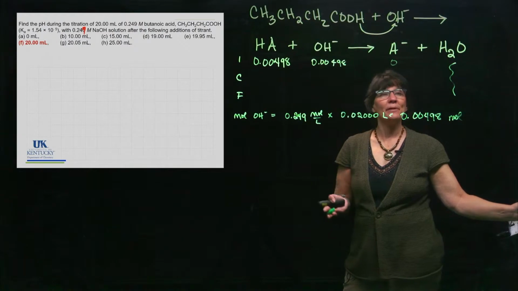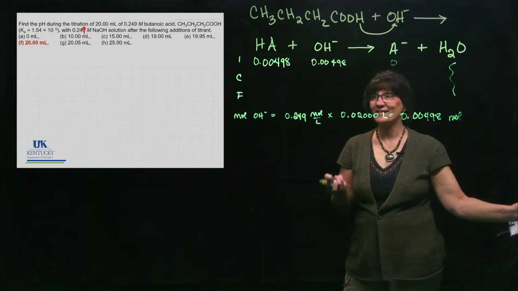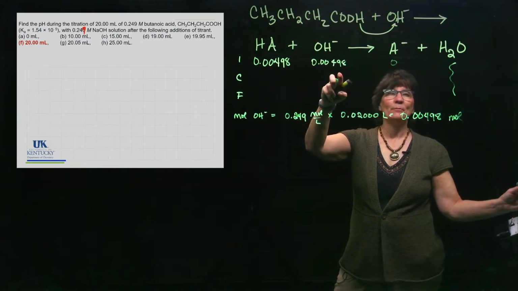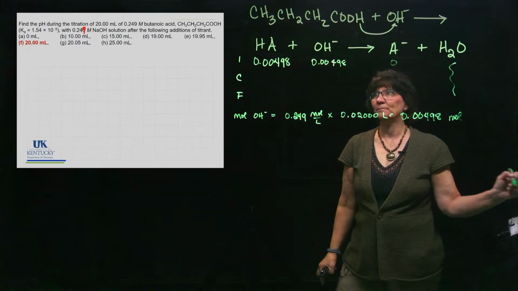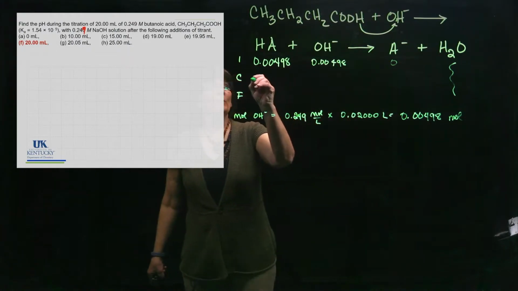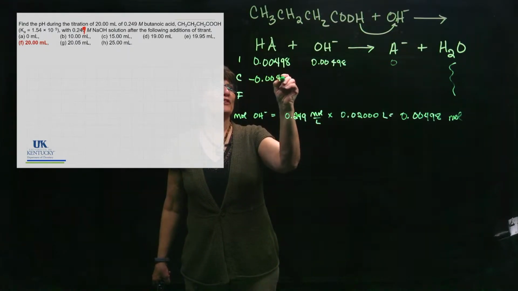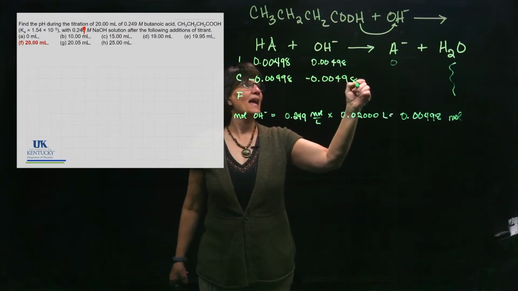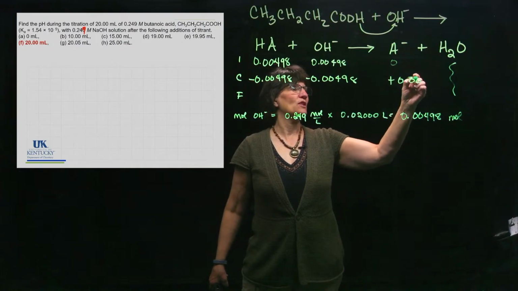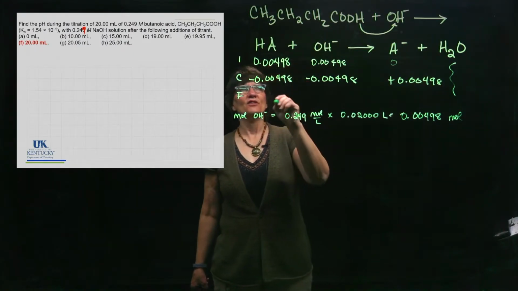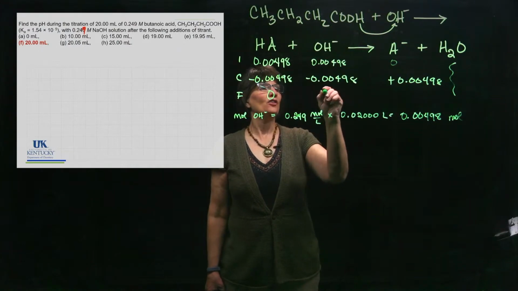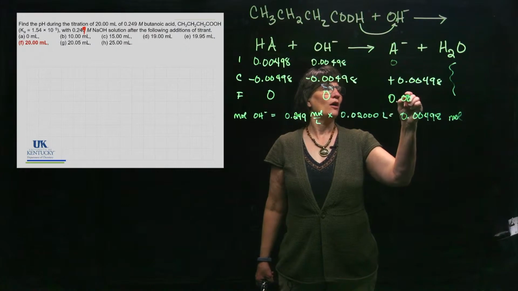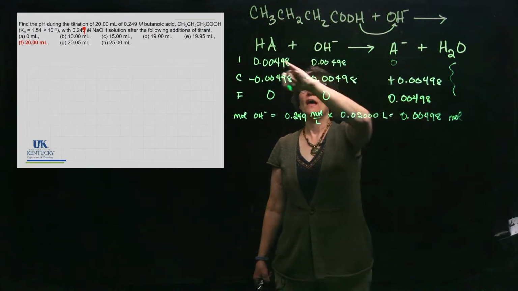Now, maybe at this point I recognize it's the equivalence point, because the definition is when you have equal mole amounts of the acid and the base in your titration, okay? We will subtract the smaller of the two. Well, they're both the same number, so I will subtract 0.00498 and add 0.00498. This consumes the acid. This consumes the strong base. This produces all of the conjugate base of that weak acid.